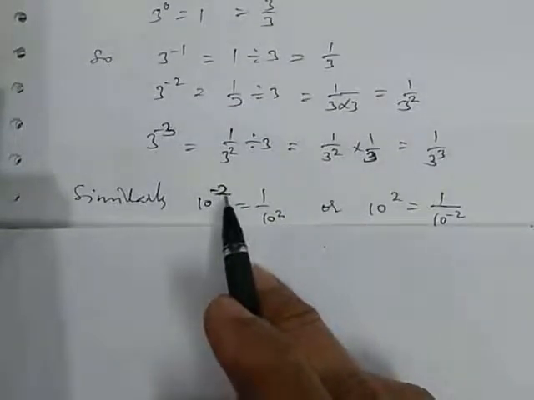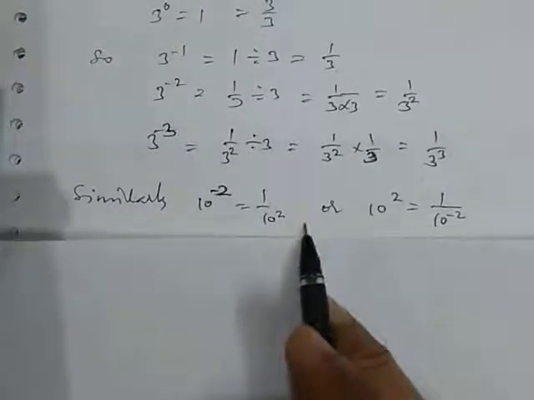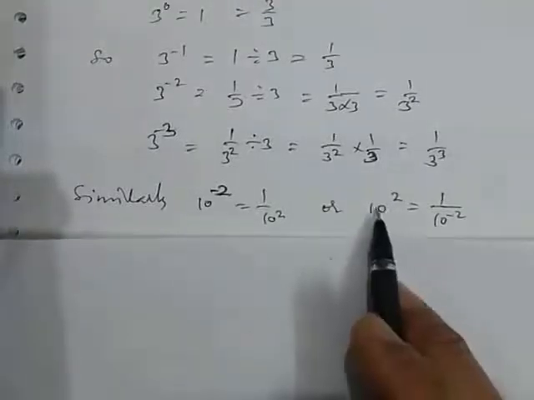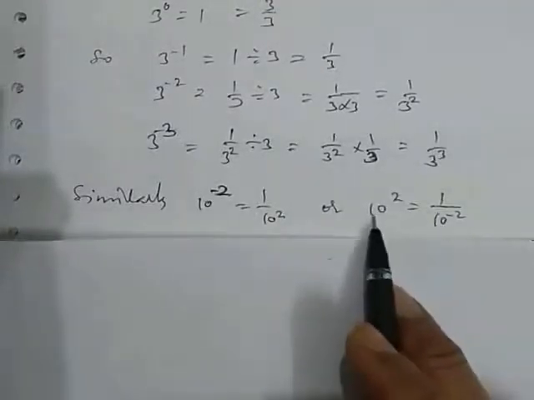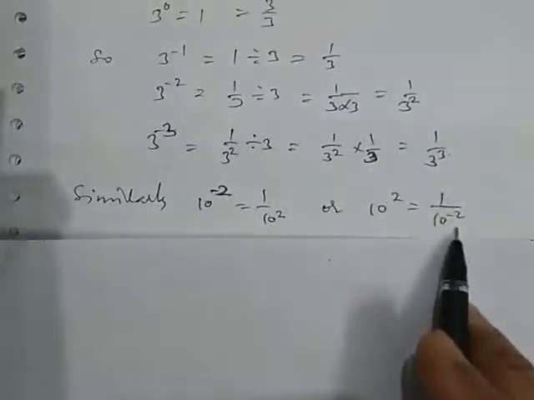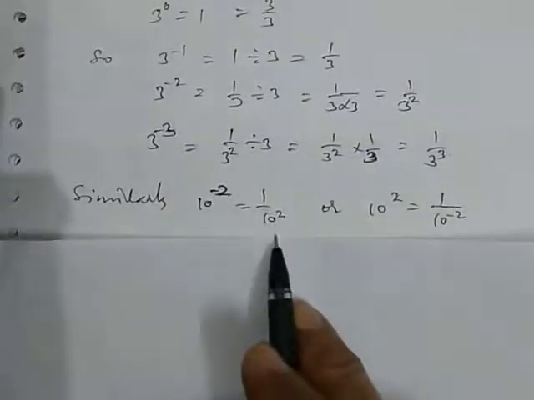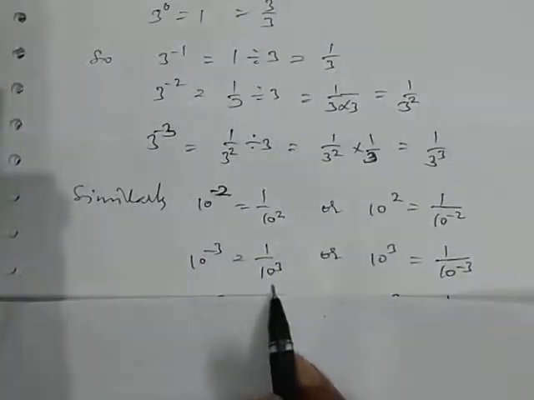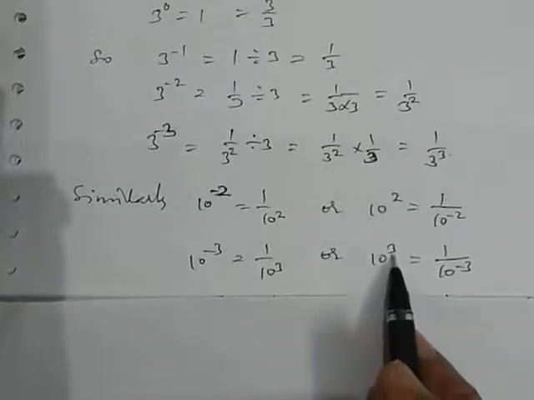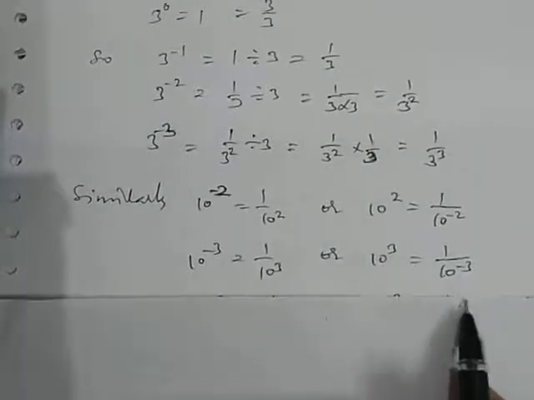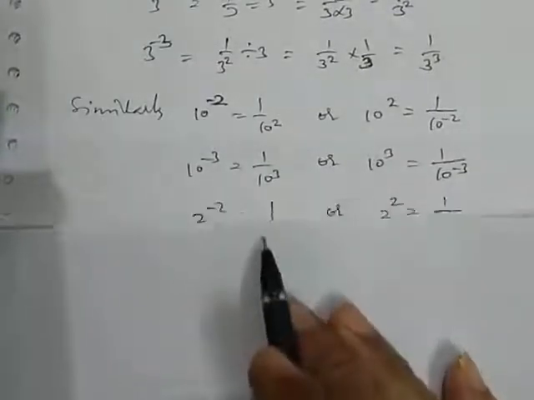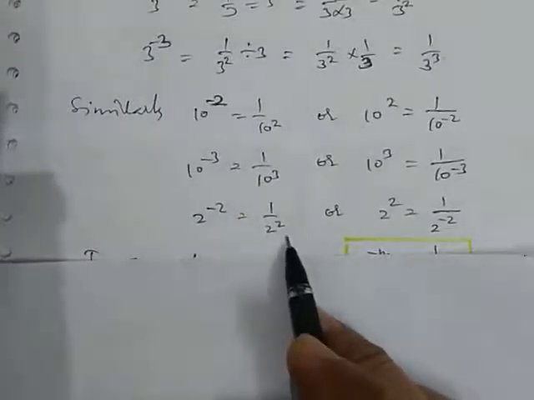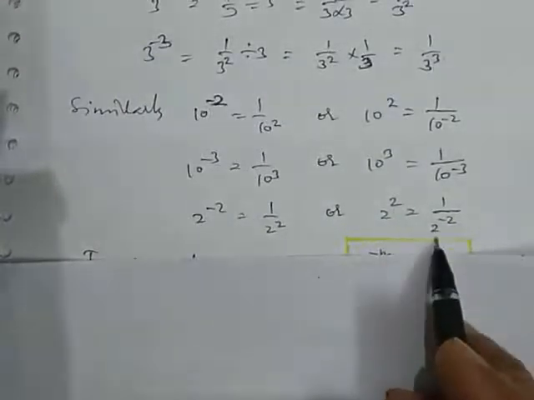Similarly, 10 raised to power minus 2 means 1 upon 10 raised to power 2. Or if we cross multiply, then we can change the position. So 10 raised to power 2 equals 1 upon 10 raised to power minus 2, and 10 power minus 2 equals 1 upon 10 raised to power 2. Same, 10 raised to the power minus 3 equals 1 upon 10 raised to power 3. Or 10 raised to the power 3 equals 1 upon 10 raised to power minus 3. So this way we can change the powers. So 2 raised to the power minus 2 means 1 upon 2 raised to power 2, or 2 raised to power 2 equals 1 upon 2 raised to power minus 2.